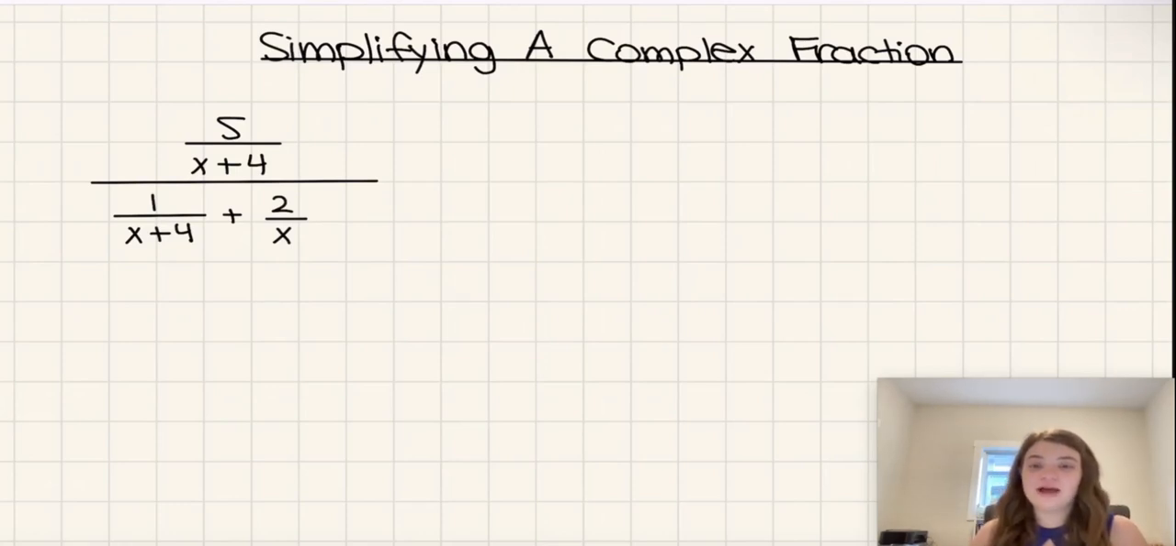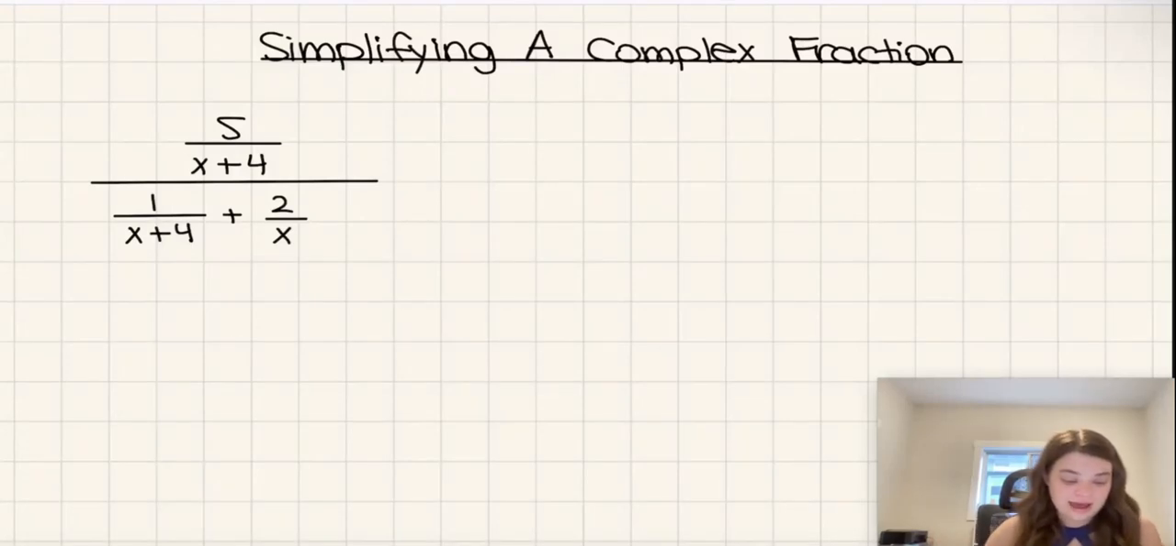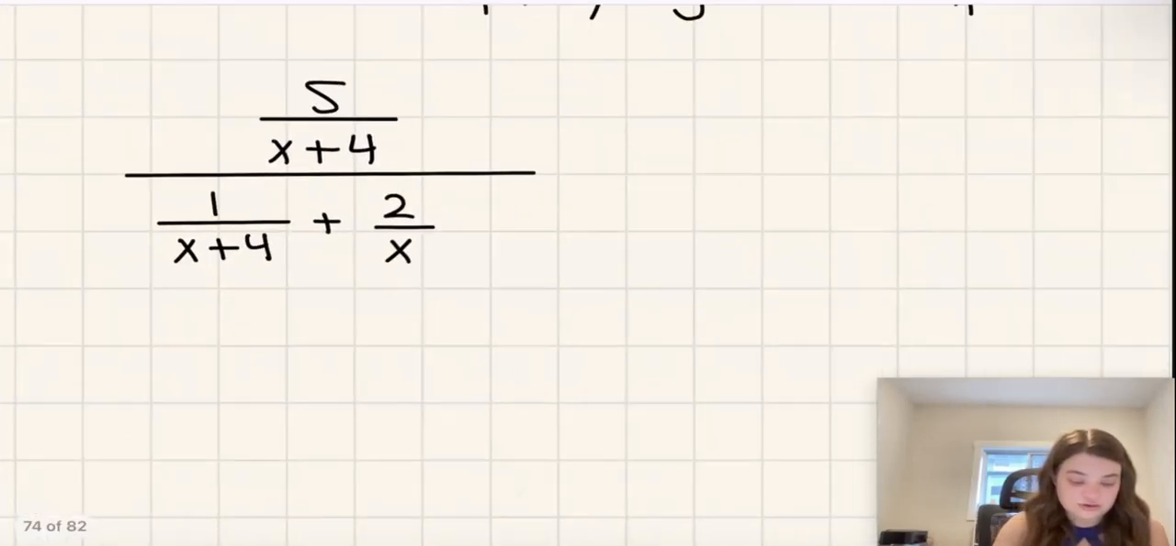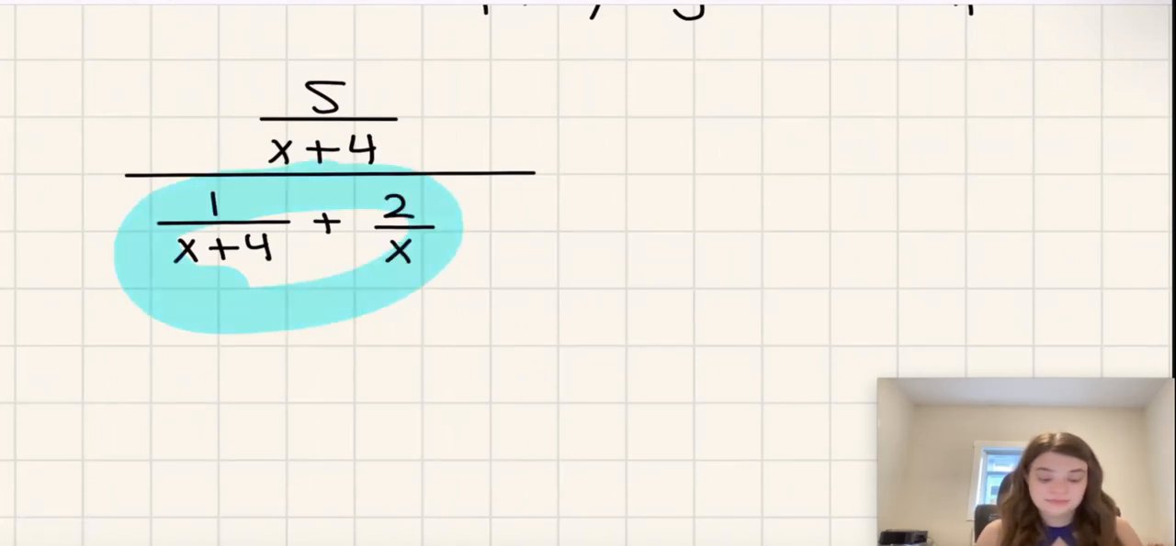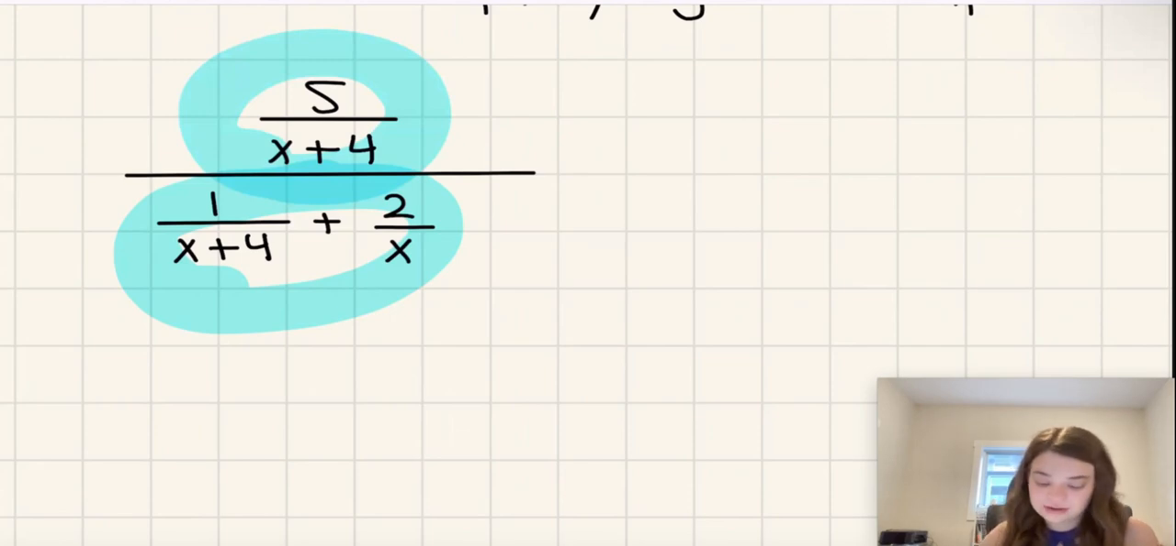Today, we're going to simplify this complex fraction here. All right, so there's two parts to this fraction, right? We have this fraction underneath the main fraction, which is the denominator of the main fraction. And then we have this numerator here, right? The numerator, which involves a numerator and a denominator of the overall.